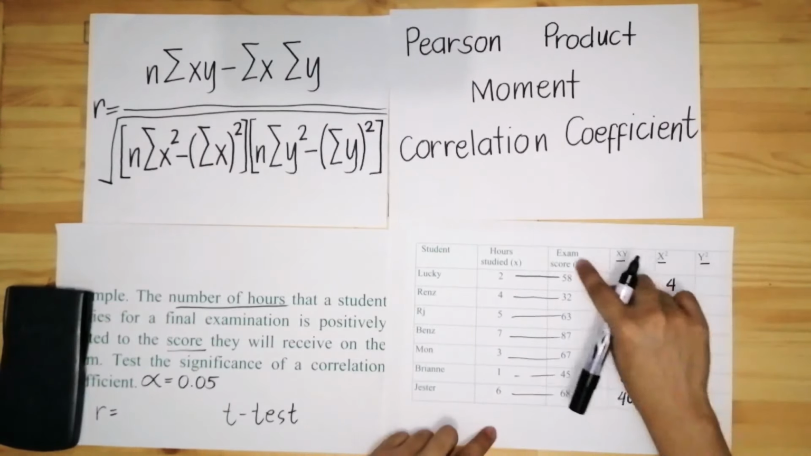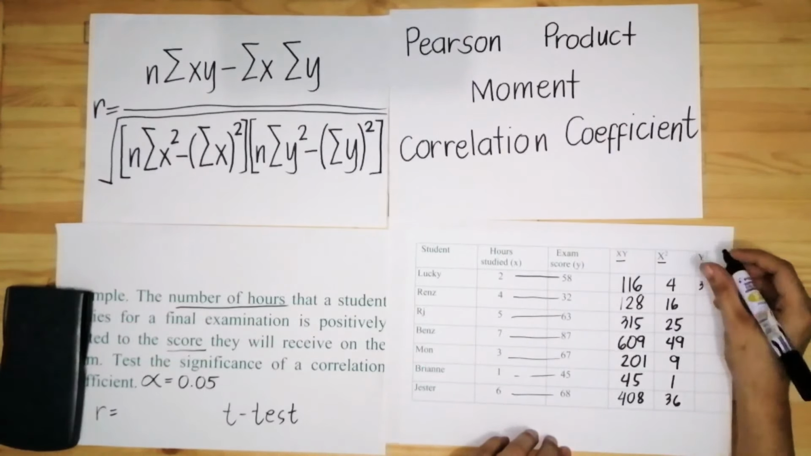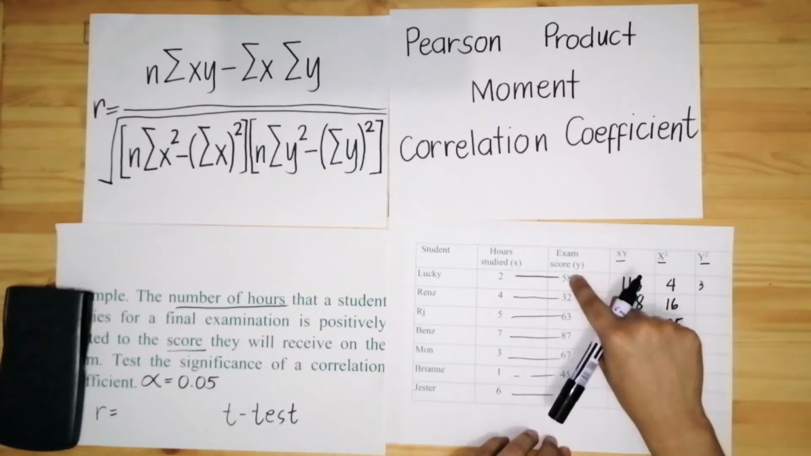For y squared, ito naman yung basehan natin. So what are the values? So lagay ka lang dito, 58 times 58 or 58 squared.